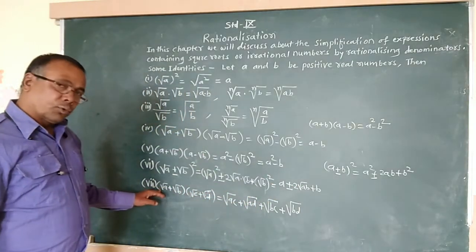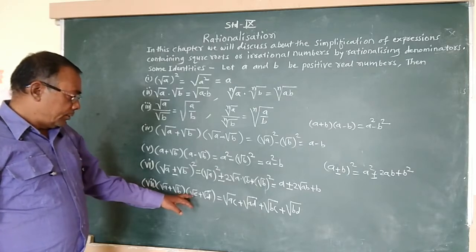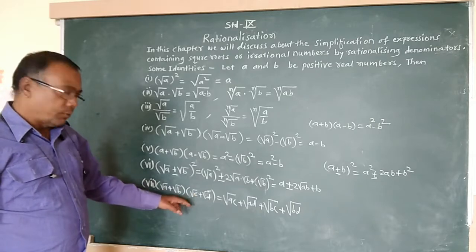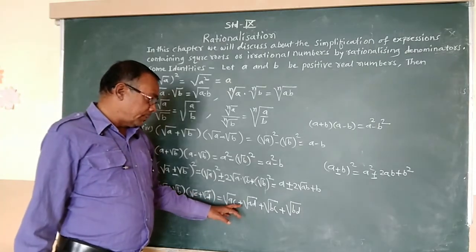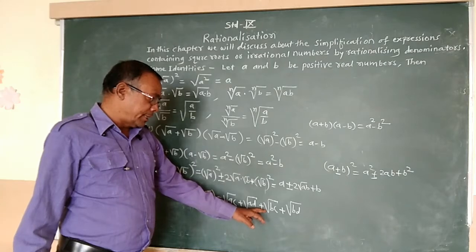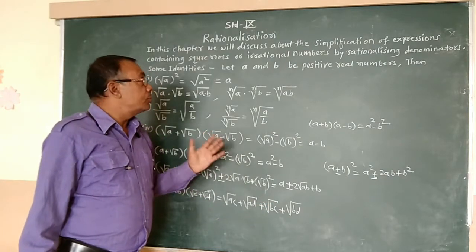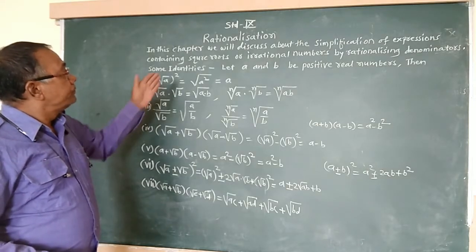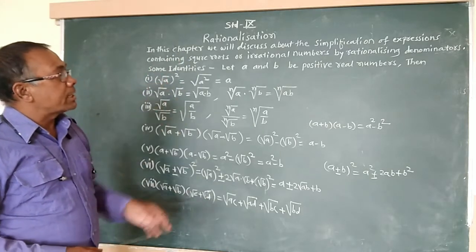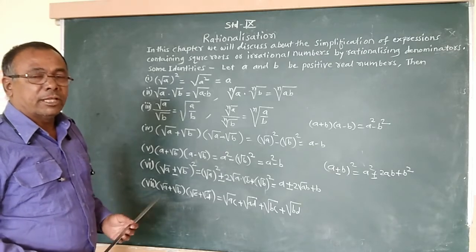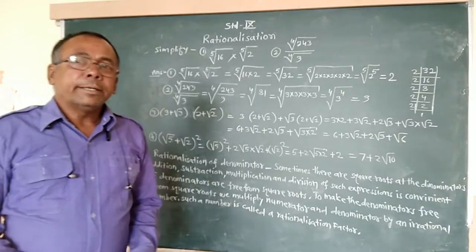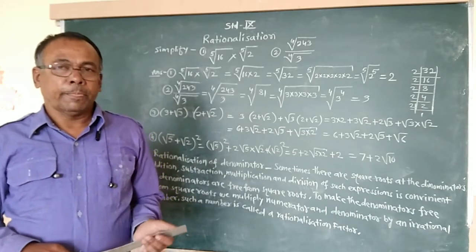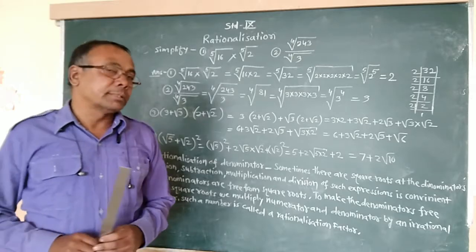Here root a plus root b into another bracket root c plus root d, and multiplication is there, so we can write root ac plus root ad plus root bc plus root bd. So these are the important identities which are very useful for the rationalization of the given expression. Related to the above identities, we will solve some examples.